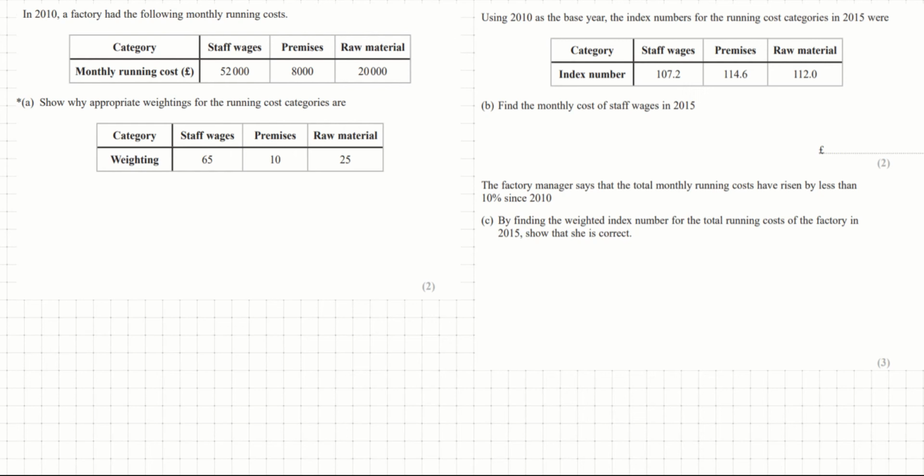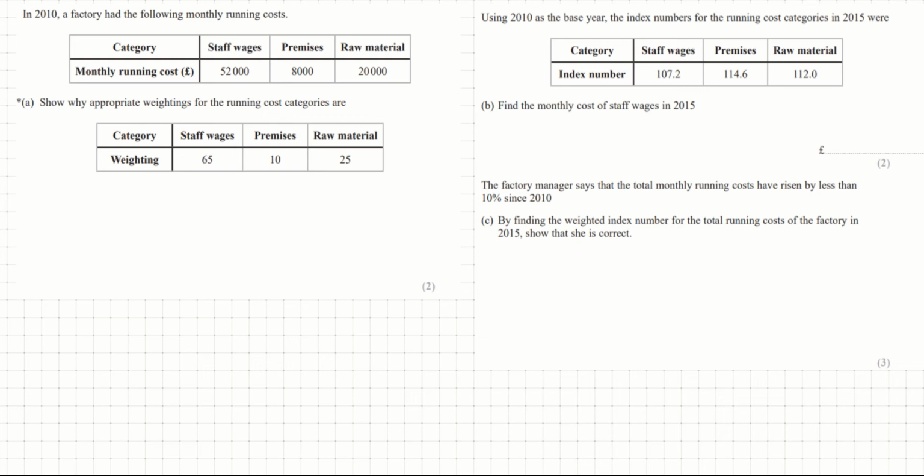In this video, we're going to look at a GCSE past paper question on index numbers. So first of all, let's look at the question. We have a factory with different running costs given from 2010. Running costs for staff wages 52,000, premises 8,000, and raw material 20,000.